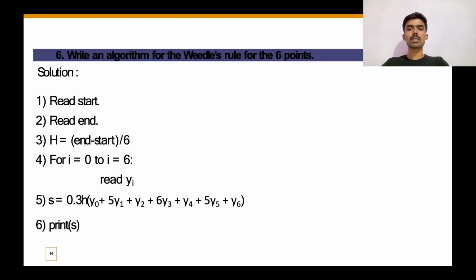Here points mean the intervals we have taken, meaning n is equal to the intervals we have between x0, x1, x2, x3, x4, x5, x6, x7. That means in these values there are six intervals, that is n is equal to 6 or 6 points.